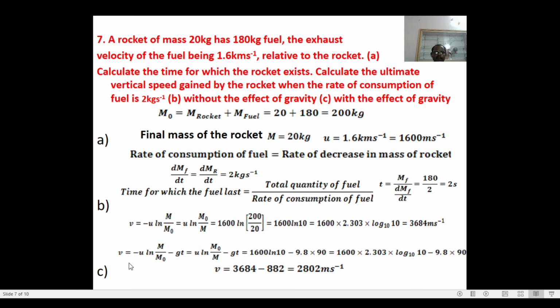Third point, V is equal to minus u ln m by m0 minus gt, which is equal to u ln m0 by m minus gt, which is equal to 1600 ln 10 minus 9.8 times 90, which is equal to 1600 into 2.303 into log 10 to the base 10 minus 9.8 into 90. Therefore, we get V is equal to 3684 minus 82, which is 2802 meter per second.